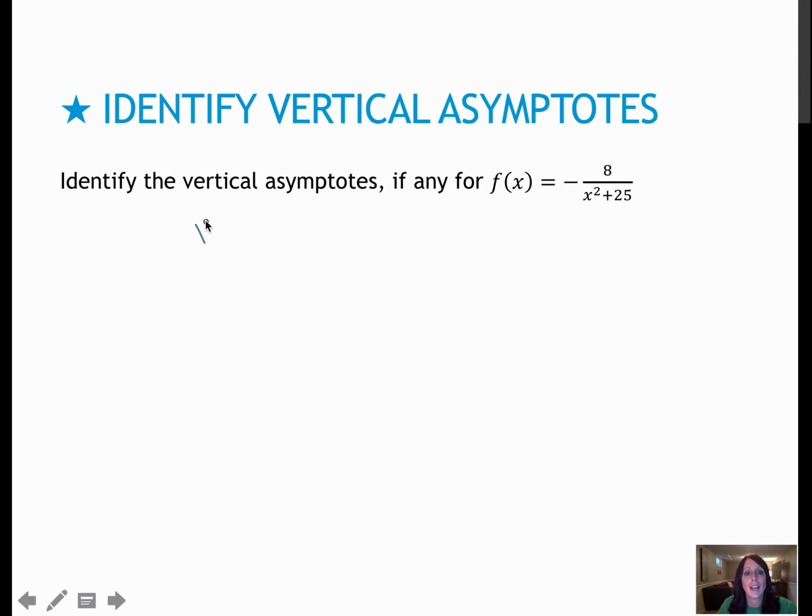So here again, I would set x squared plus 25 equal to 0. Does that factor? No, it doesn't. Is there any value that would make x work so that this was equal to 0? No. So there are no vertical asymptotes. There's no value that I could plug in for x that would make the denominator 0.